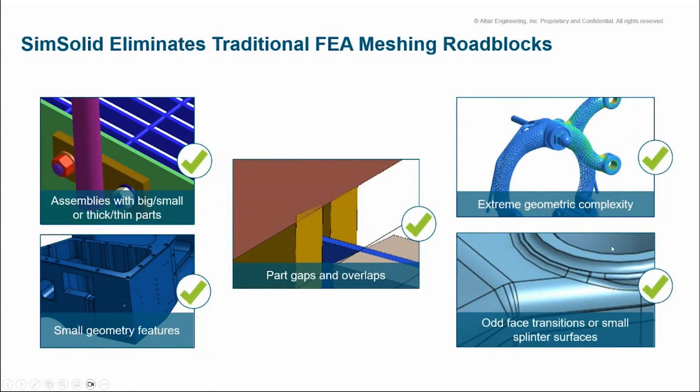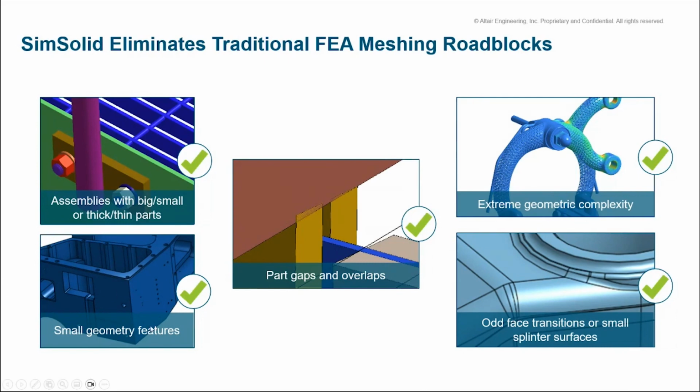So the meshing roadblocks, as we know, assemblies with big and small, or thick and thin parts, can be tremendously challenging in typical FEA workflows in terms of trying to interface. For instance, if you have a 2D shell element mesh connected to a 3D brick mesh, how do you interface and connect those? Because they have different degrees of freedom. So it often can be very challenging and time consuming.